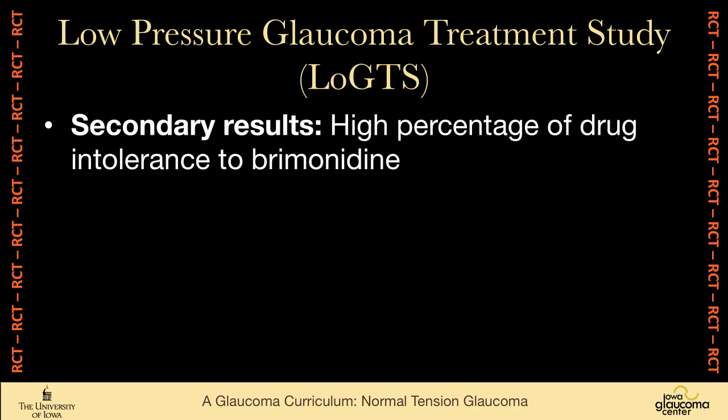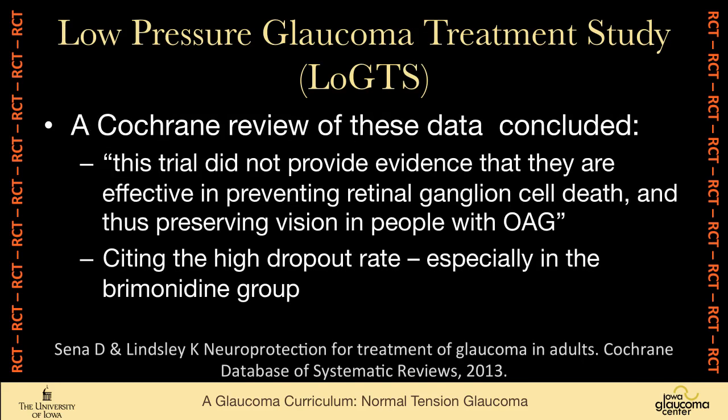There was a high percentage of drug intolerance to brimonidine. So a lot of debate has occurred about the LOGTS study. Is it the fact that brimonidine is neuroprotective, or perhaps beta blockers are harmful to patients with normal tension glaucoma? In 2013, a Cochrane review was done that basically said that this trial did not provide evidence that they are effectively preventing retinal ganglion cell death and thus preserving vision in people with open-angle glaucoma. In other words, there was not, according to the Cochrane review, enough evidence to say that brimonidine was neuroprotective.